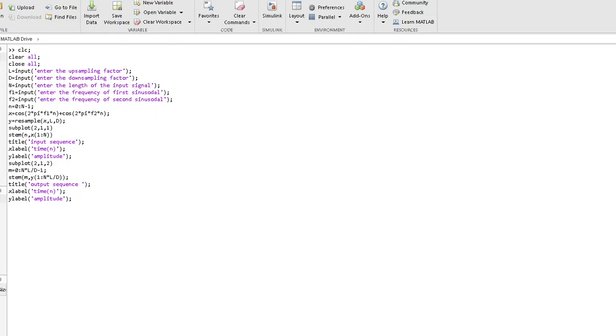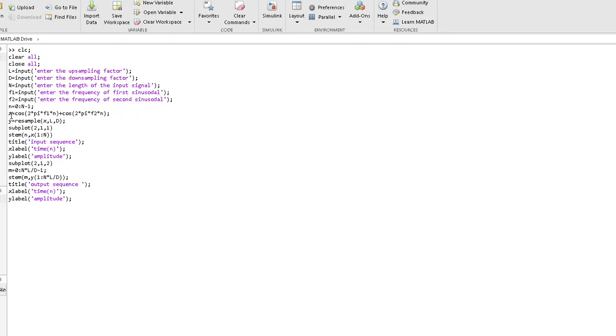So for the code, as usual, we're going to start with the clearing of everything, clearing of the workspace, clearing of the variables and everything. For the setup, the L variable will store the upsampling factor that the user would enter. The D variable would store the downsampling factor value. The N variable is going to store the length of the input signal that the user wishes to have. And F1 and F2 will store the frequency of the first and second sinusoidal.